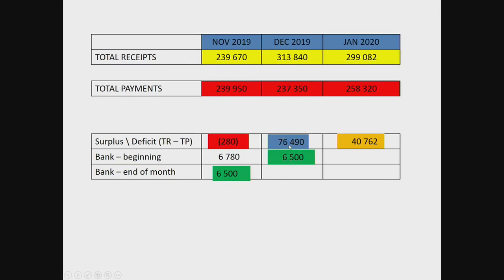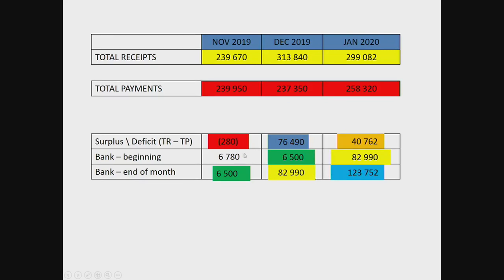Both of them are positive, so now we have to add. That will be my closing balance for December, which will be my opening balance for January. And then I must just calculate the closing balance. It's again two positives. So we just have to add. And that will be the final balance over there. So that will be my closing balance for January, which is the 123.